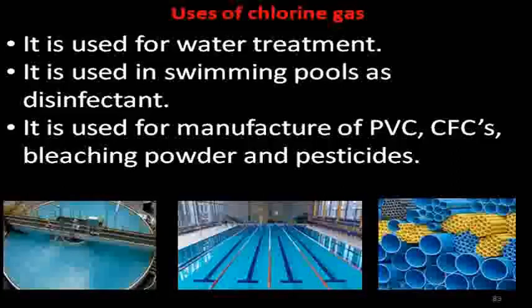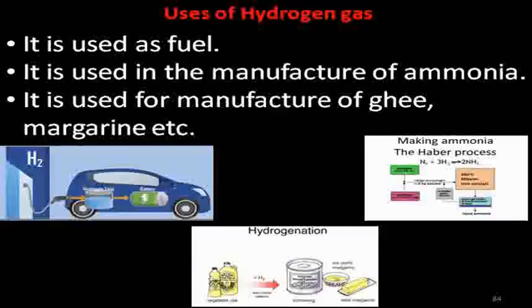So, and even CFC, chlorofluorocarbon, CFCs. And it is also used to produce bleaching powder and pesticides. Bleaching powder is nothing but calcium oxychloride, and pesticides of different varieties are prepared from chlorine gas.